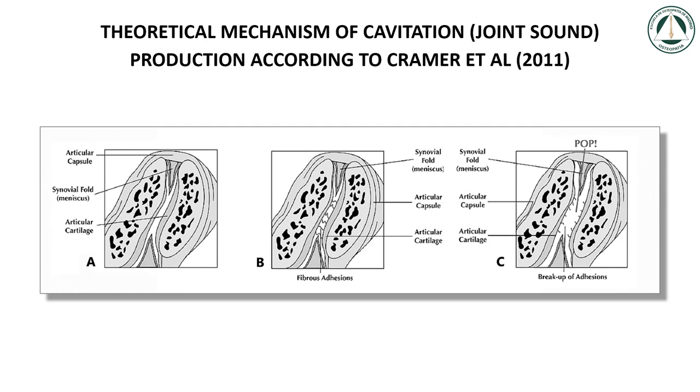In this sagittal view of the zygapophyseal joint, which shows the synovial folds, A, we can see the interfacet joint adhesions, which develop in a hypomobile joint, B. Therapeutic gapping, opening, of the facet joints breaks up the adhesions while creating a cavitation, pop.